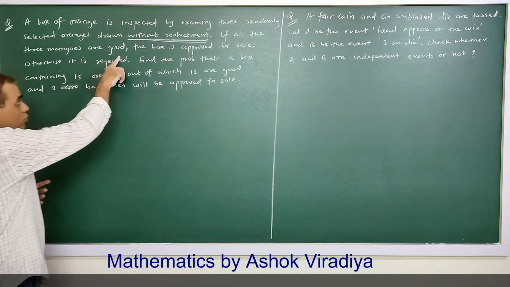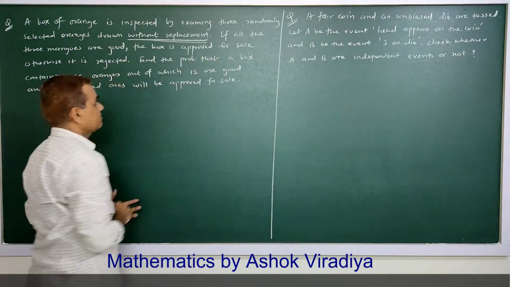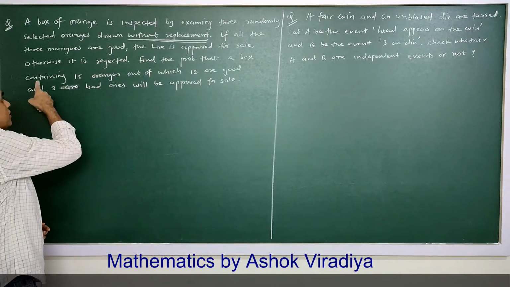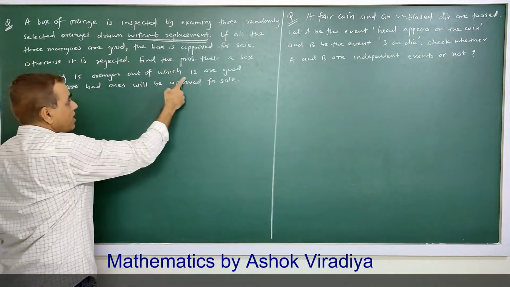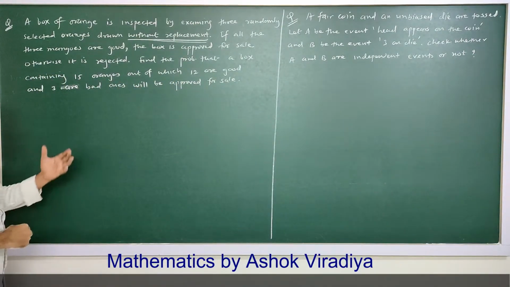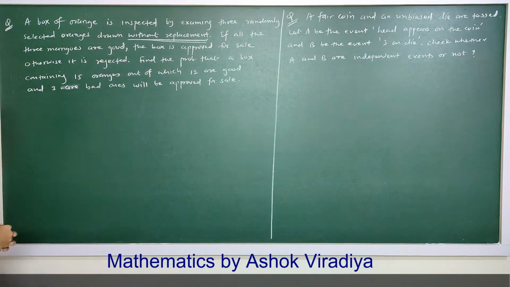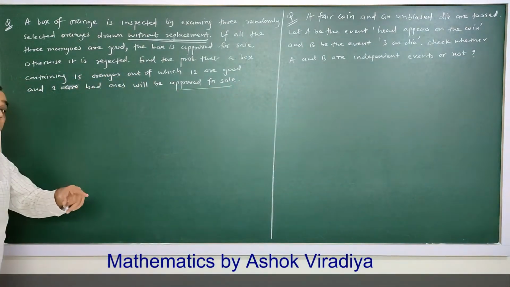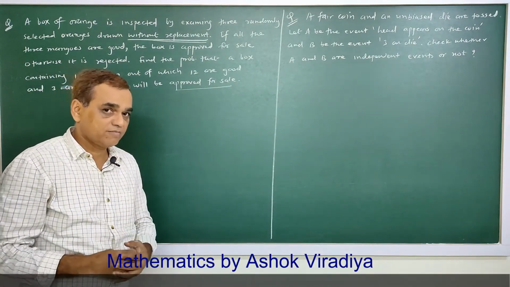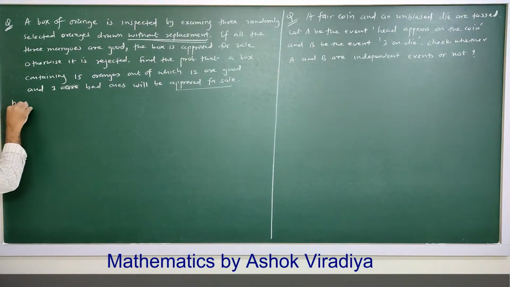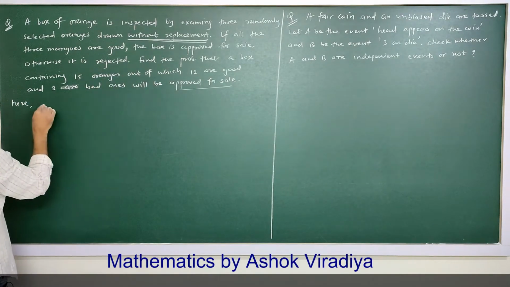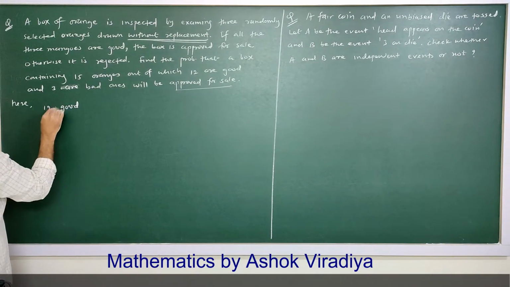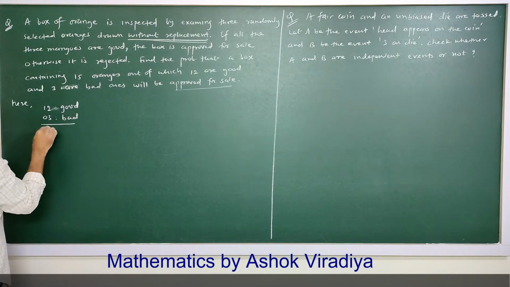If all 3 oranges are good, the box is approved for sale. Otherwise it is rejected. Find the probability that a box containing 15 oranges, out of which 12 are good and 3 are bad ones, will be approved for sale. We need the probability of approving for sale. That means we need the probability that all 3 oranges are good. Now say in this box 12 are good and 3 are bad oranges. So total 15.